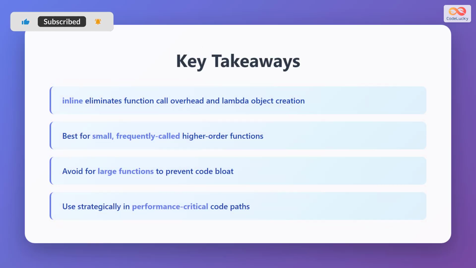Let's recap the key takeaways from this lesson. The inline keyword eliminates function call overhead and Lambda object creation, which can significantly improve performance. Inline functions work best for small, frequently called higher-order functions where the benefits outweigh the cost of code duplication. However, you should avoid using inline for large functions to prevent code bloat in your bytecode. The key is to use inline strategically in performance-critical code paths where the benefits are most apparent. With this knowledge, you can now make informed decisions about when to use inline functions in your Kotlin applications to optimize performance.